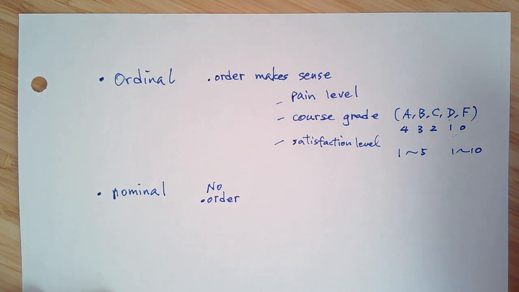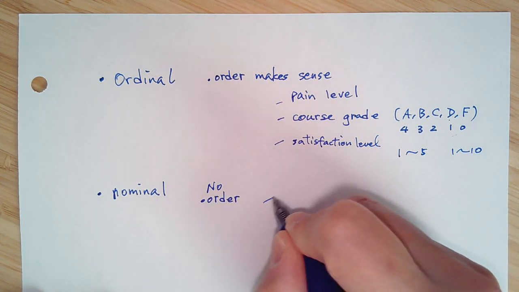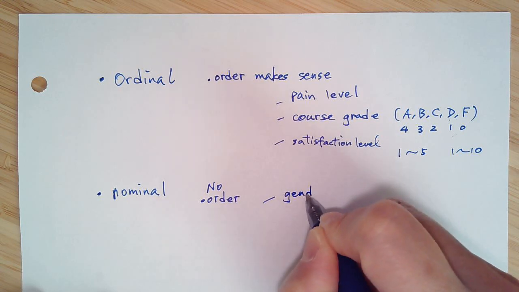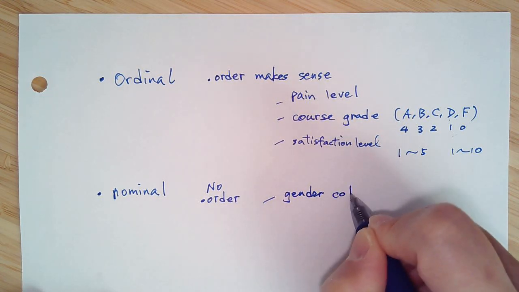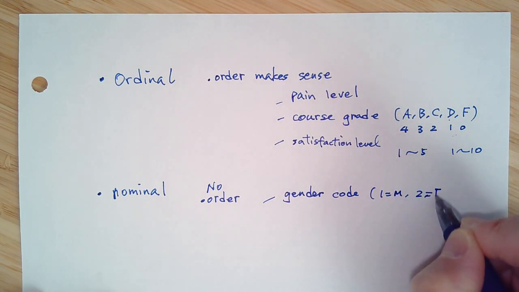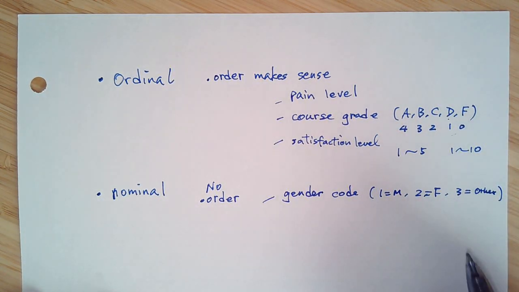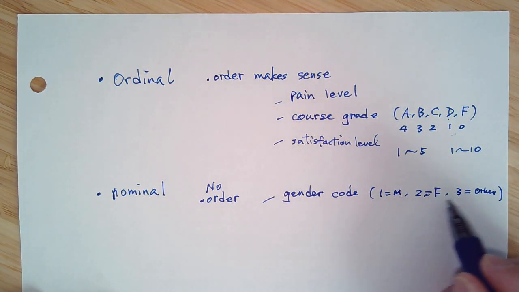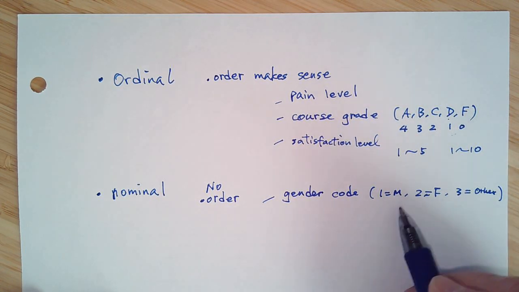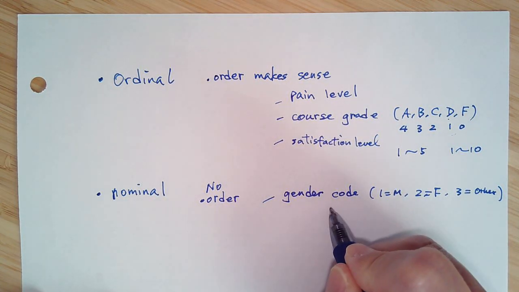You might think, what is a nominal? Nominal means it doesn't really mean anything. For example, gender code. You might have 1 for male, 2 for female, 3 for no answer or blank or any other thing, because sometimes when people fill in the form, they leave it blank, or someone might choose something else. So that's everything else. Even though you see numbers here, there's no order. It doesn't mean that this is better than that. Definitely not. So gender code is very typical.